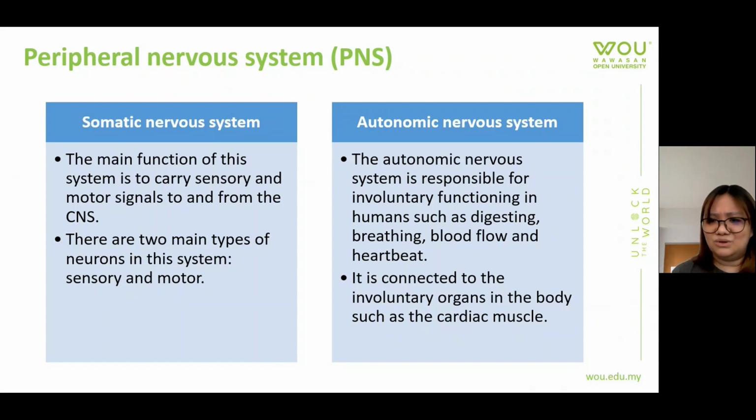You will only know you are hungry when you feel something in your stomach. Your heartbeat, you cannot control. All these things are connected to the involuntary organs in the body, especially our cardiac muscle. Our cardiac muscle has to do with our heart. Okay, so these are the two main systems, somatic and autonomic.